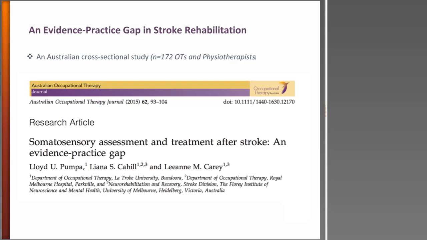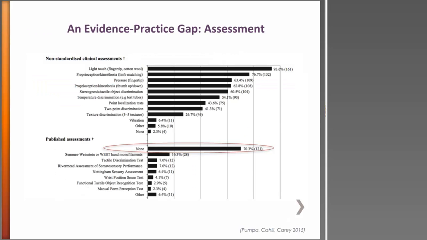So occupational therapists and physiotherapists play a crucial role in the assessment and treatment of somatosensory loss after stroke. And I just wanted to highlight a study that I was involved in. It surveyed 172 occupational therapists and physiotherapists, and it looked at what the current practices were in the area of assessment and treatment. And I'll give you a bit of an idea of what the results told us. So this was an online cross-sectional study that therapists completed in their own time.